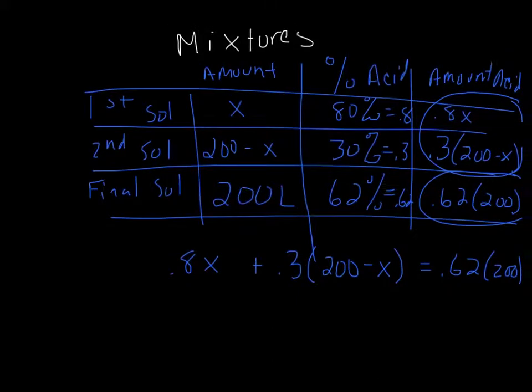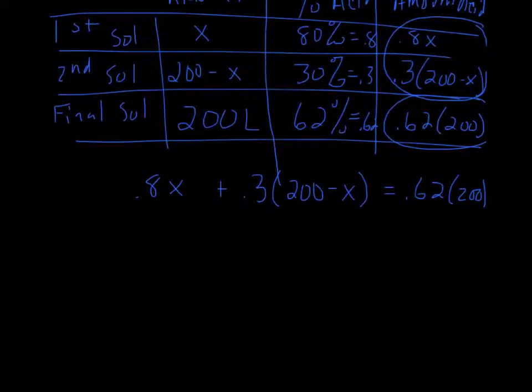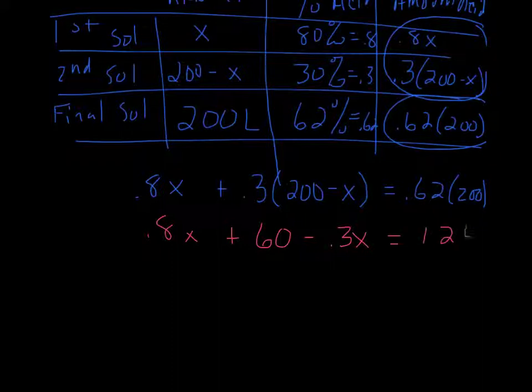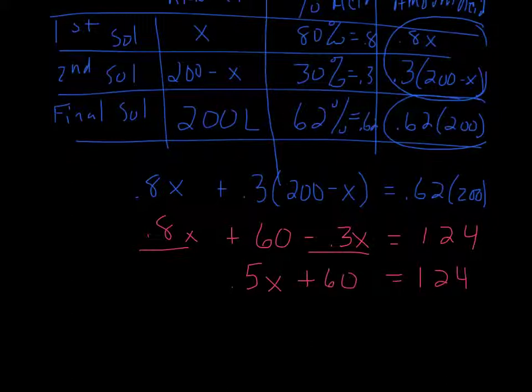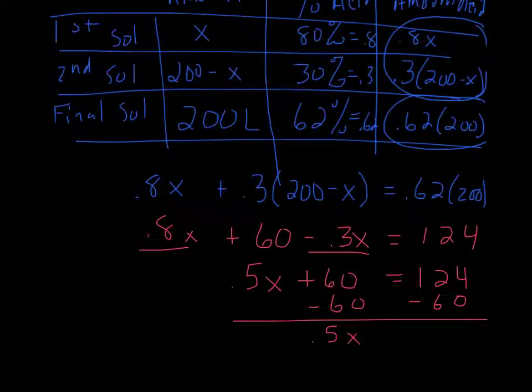So let me shrink this down a little bit and get some more room. I'll change the color a little. We have a few steps to solve here. We get 0.8x plus 0.3 times 200, which is 60, minus 0.3x, equals 0.62 times 200, which gives you 124. Now we combine like terms: 0.8 minus 0.3 gives 0.5x, plus 60 is 124. Subtract 60 from both sides, and you get 5/10 x, or 0.5x, equals 64.